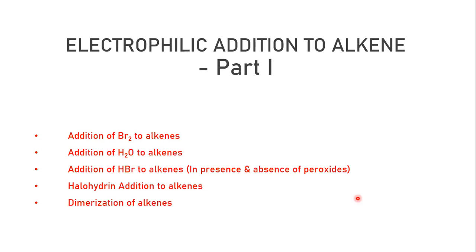Halohydrin addition is not there in your portion sheet as such, but because it is related, I've just given you a small note on the same. And the last, fifth topic is your dimerization of alkenes. So these are the five types of reactions involved in electrophilic addition of alkenes. There are even more reactions other than these five, like oxymercuration, demercuration, epoxidation. Those we'll do in the subsequent video lectures.